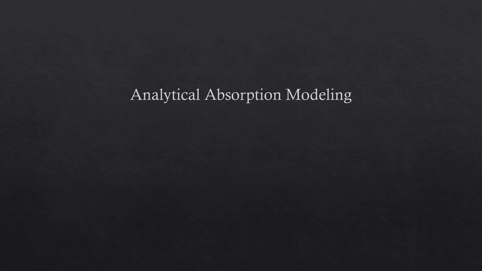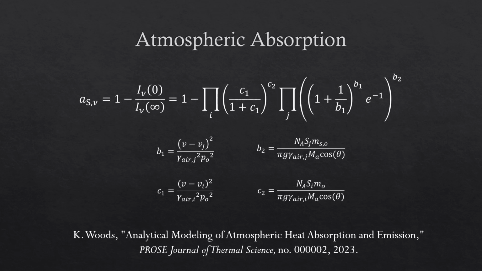This article utilizes an analytical absorption model that was developed in a previous effort for atmospheric heat absorption, but is being applied for atmospheric solar absorption. From the journal article below, the absorption equation is given as shown. The only difference in the equation from the reference article is a change in B2 and C2 in the equation. This is due to the difference between solar radiation being directional and heat radiation being diffuse.